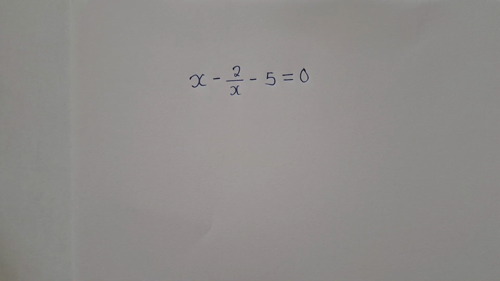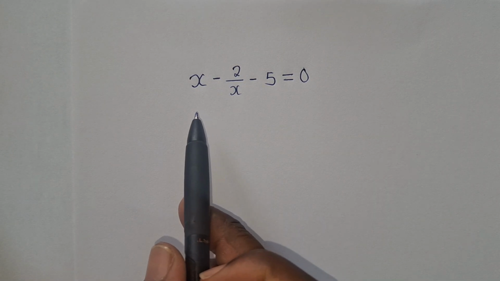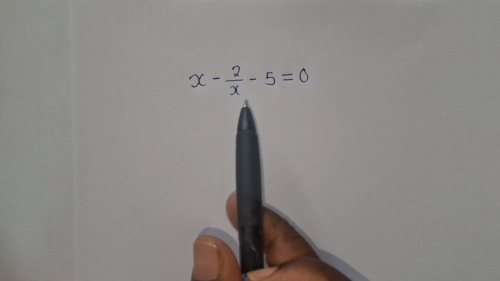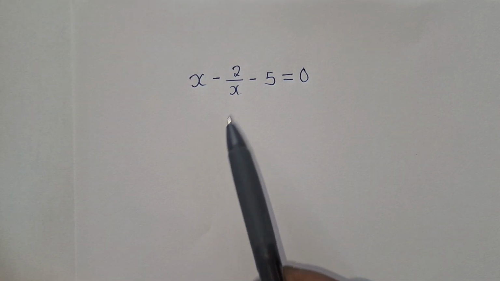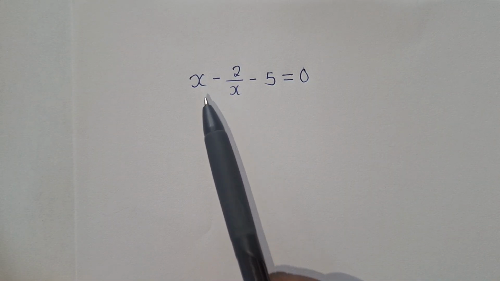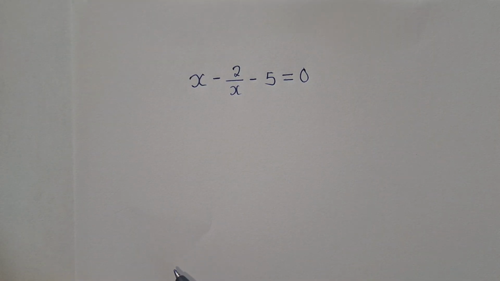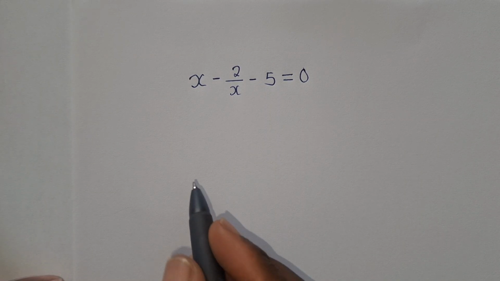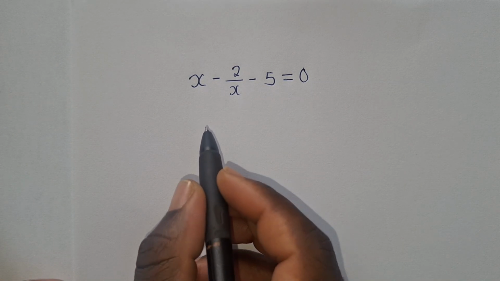So I've got a very simple question to ask you. Have you ever come across a question which looks like this? What are we trying to solve here? This is a quadratic equation. So like you, I'm going to show you how to solve this quadratic equation using the completing the square method. So let's move together slowly and we get what we're supposed to do.